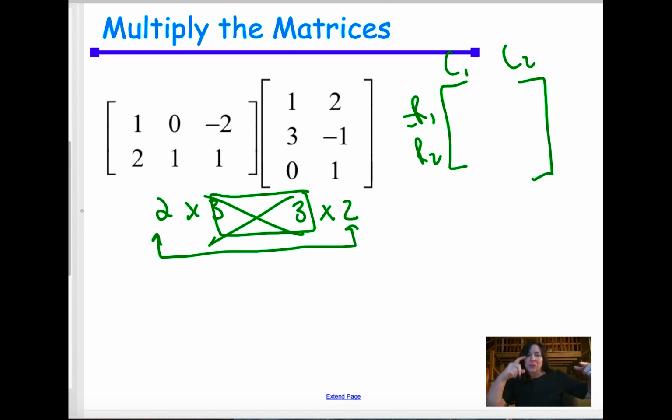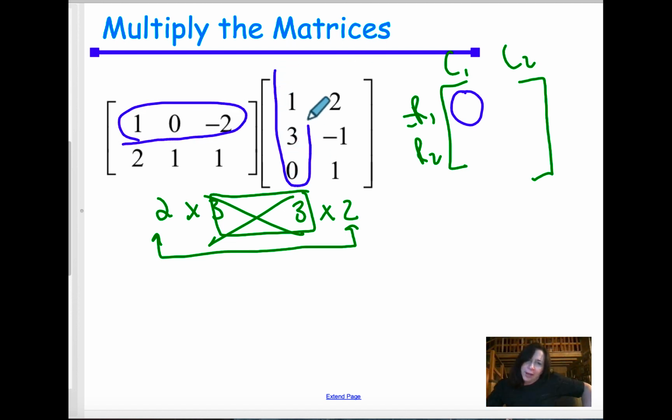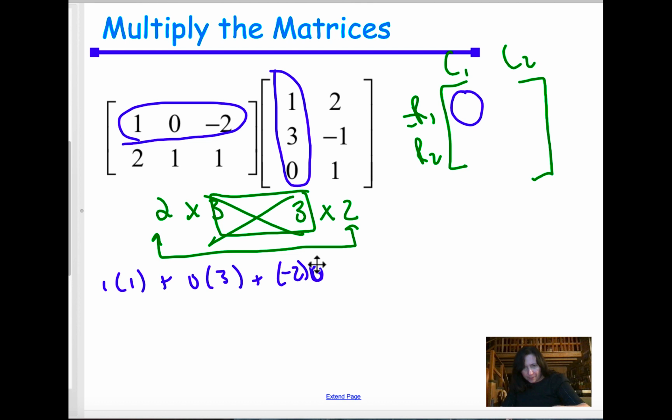So we're going to be multiplying, see this? To get this spot right here, we're multiplying row 1 by column 1. That's how you do that. So we're going to multiply across, and we're going to add those values together. So we're going to go 1 times 1 plus 0 times 3 plus negative 2 times 0. And what is that? 1 plus 0 plus 0. That's 1. So this value is 1.